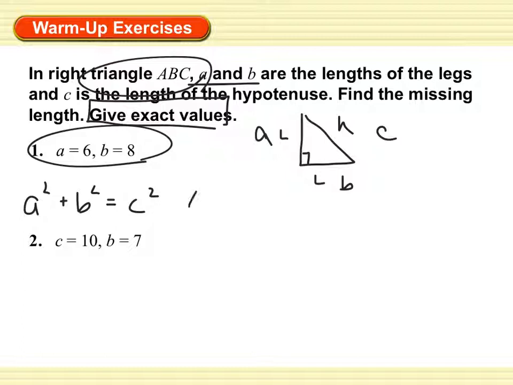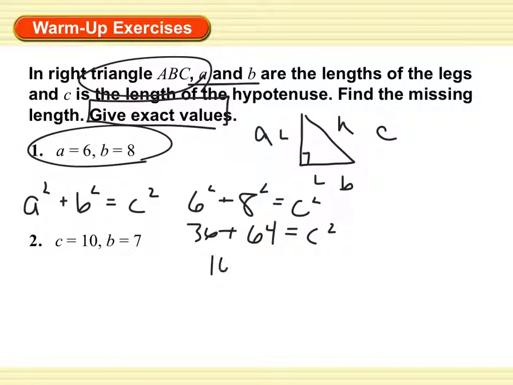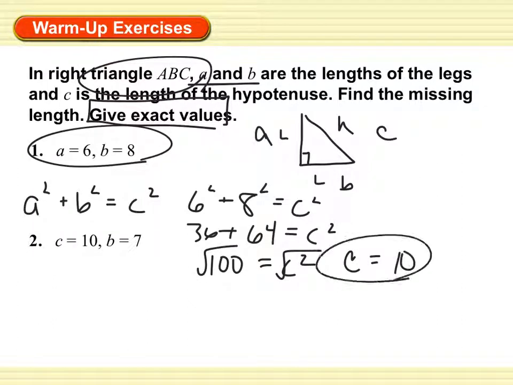So 6 squared plus 8 squared equals c squared. 36 plus 64 equals c squared. That seems to be 100. 36 plus 64 is 100, equals c squared. So square root of both sides. C equals 10. That's the length of the hypotenuse.